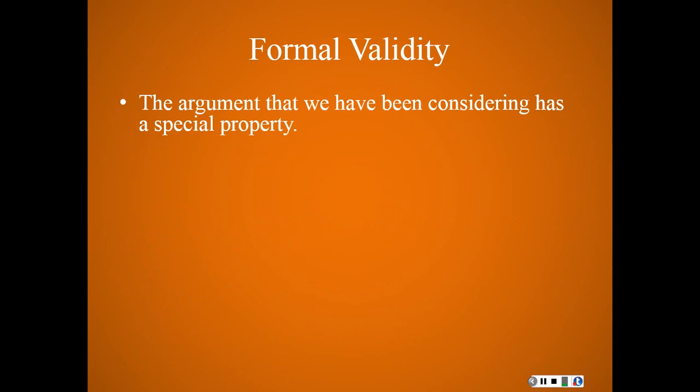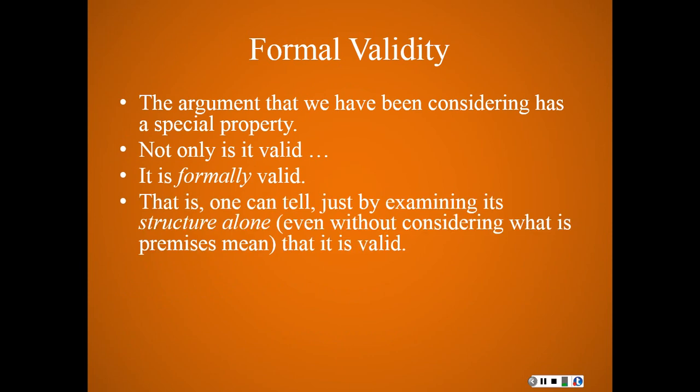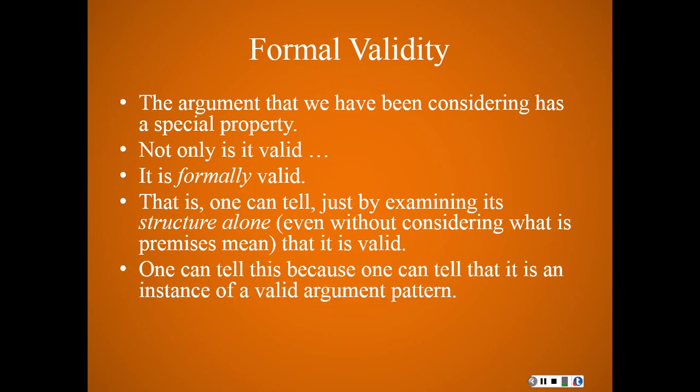Okay, so the argument that we've been considering has a special property. Not only is it valid, it's formally valid. And what that means is that one can tell, just by examining its structure alone, even without considering what its premises mean, that it is valid. And one can tell this because one can tell that it is an instance of a valid argument pattern. Now, not all valid arguments are like this.